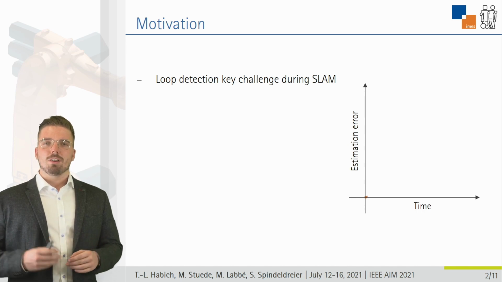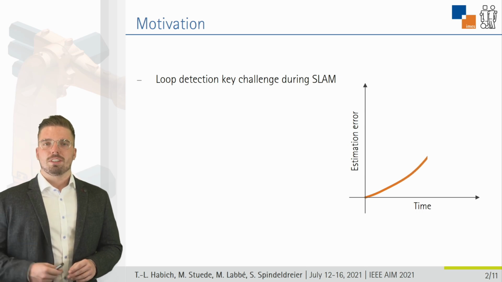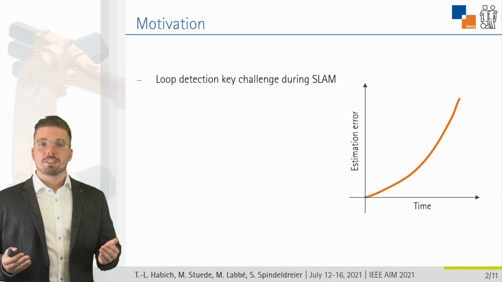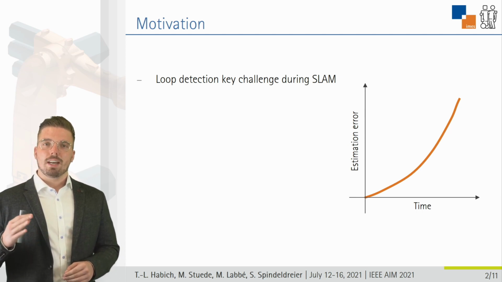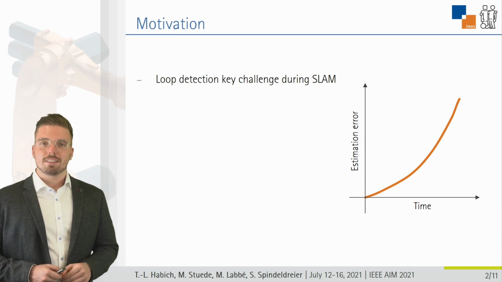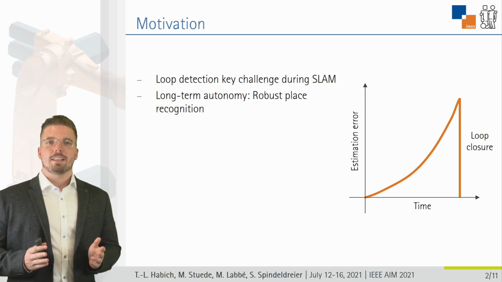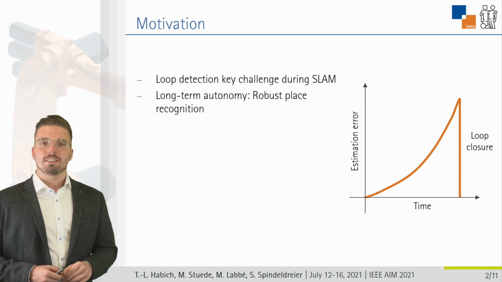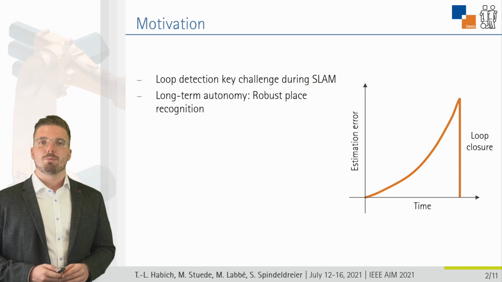During SLAM, wheel odometry data is fused with other sensors, such as, for example, inertial measurement units for pose estimation of the robot. However, due to inaccuracies, a so-called odometry drift occurs, which means that as the travel time increases, the difference between the estimated position and the ground truth increases as well. Only if loops are detected and thus the robot recognizes that it is at a position already visited, this drift can be corrected. Thus, robot place recognition is essential for the long-term autonomy of mobile robots.